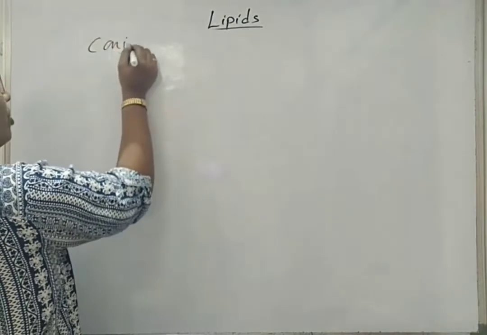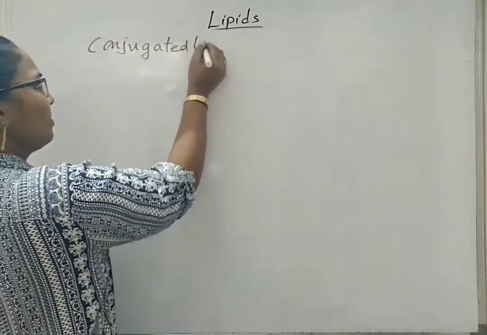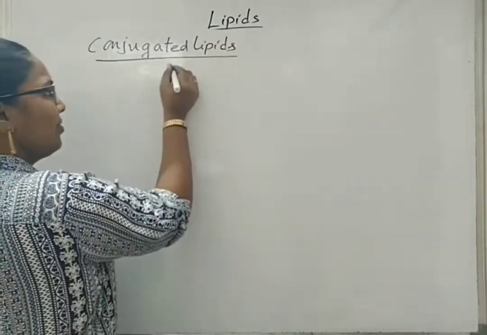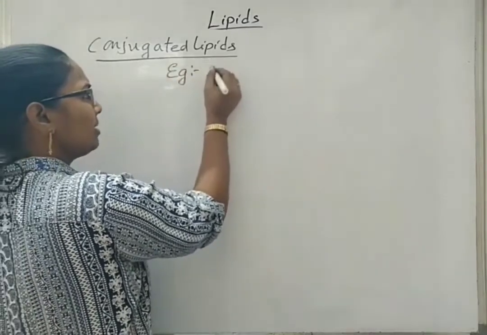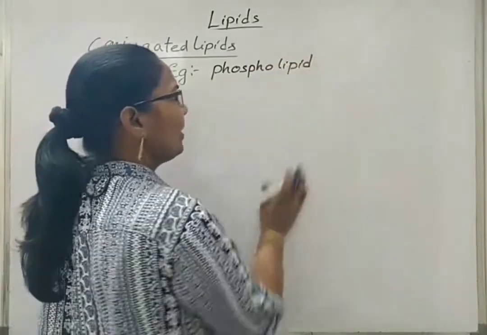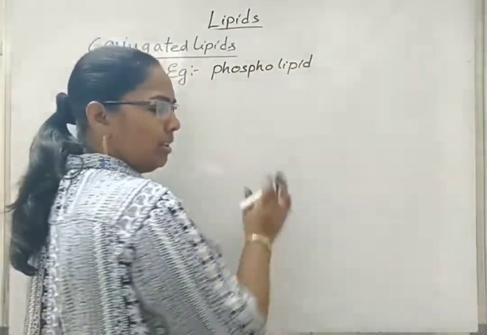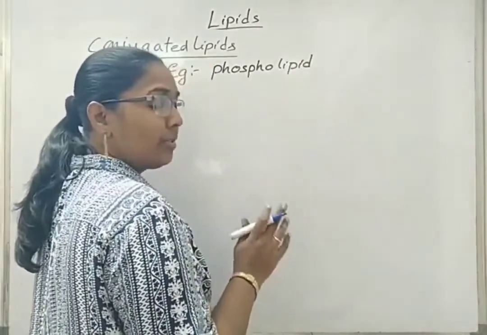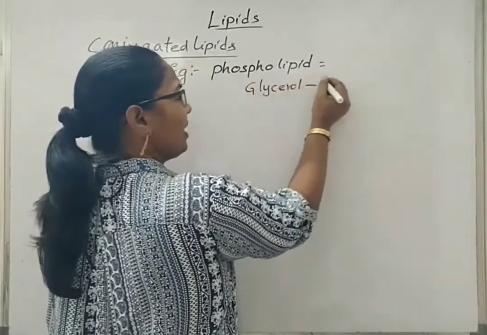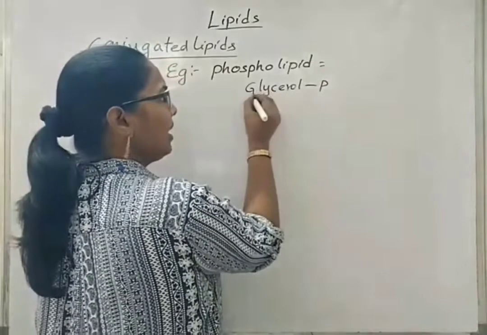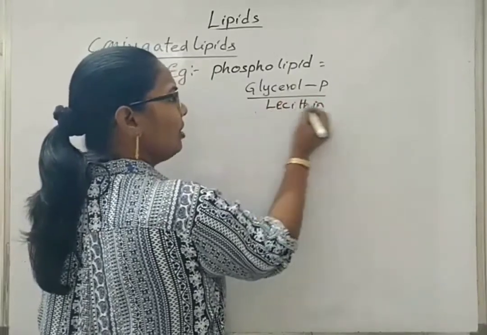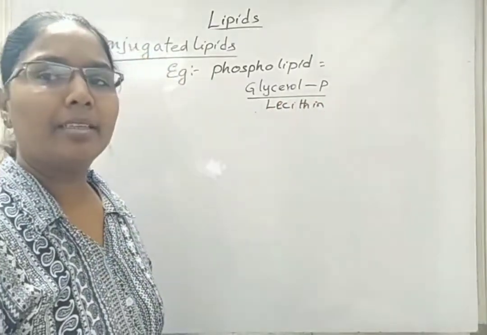Next we will see conjugated lipids. Previously we have seen some examples. The first example under conjugated lipids is phospholipids, meaning lipids that are combined with phosphate molecules. Mostly these are seen in nerve membranes. Now, when one glycerol is attached with one phosphate, we give the term lecithin. Glycerol plus phosphate of a lipid combined can be termed lecithin.